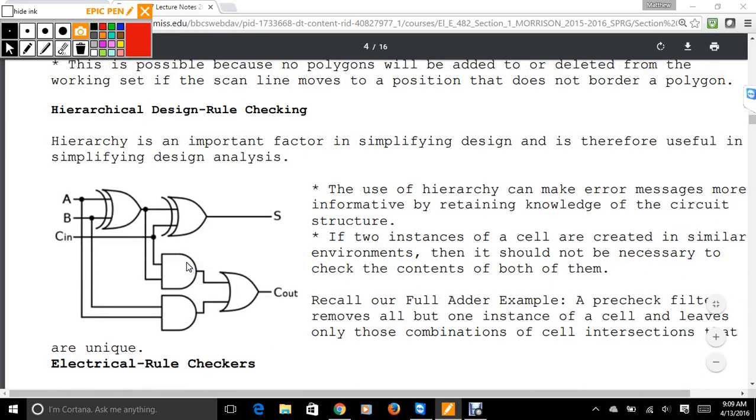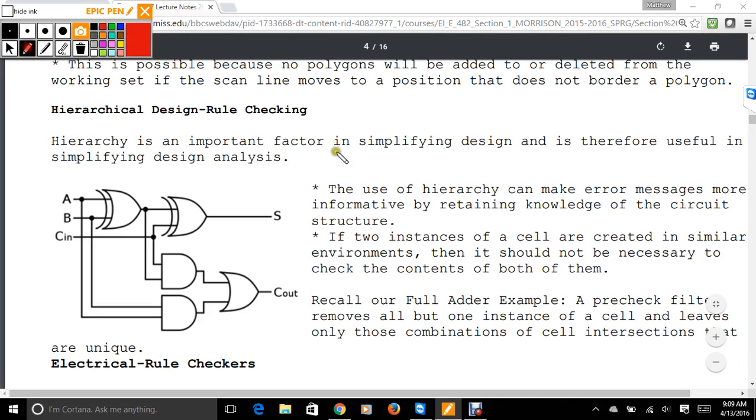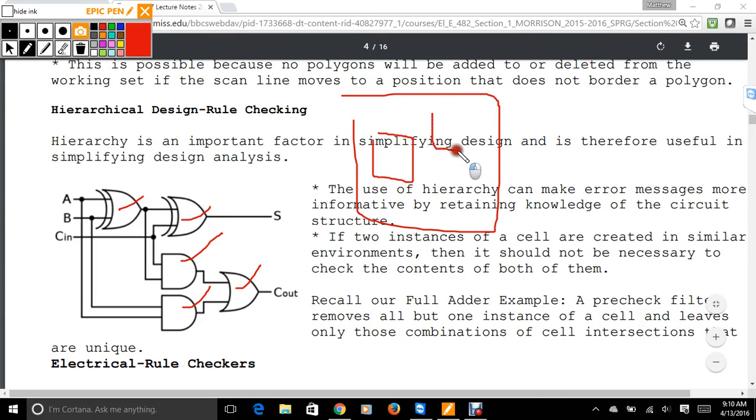So, hierarchical DRC. Basically now you want to try to create a full adder, and you're trying to build smaller cells into larger cells. So here we've designed AND gates, we've designed an OR gate, we've designed XOR gates. So now we're putting those cells into a bigger cell for a full adder.